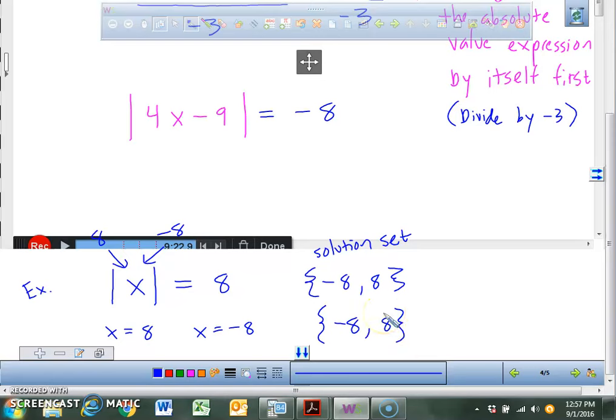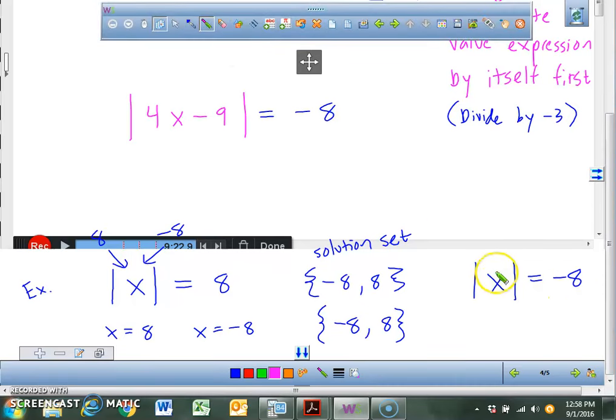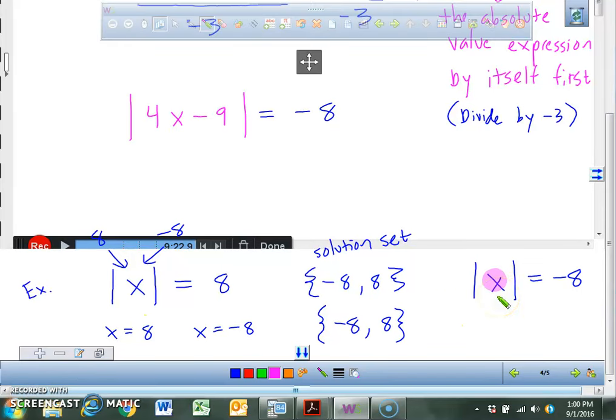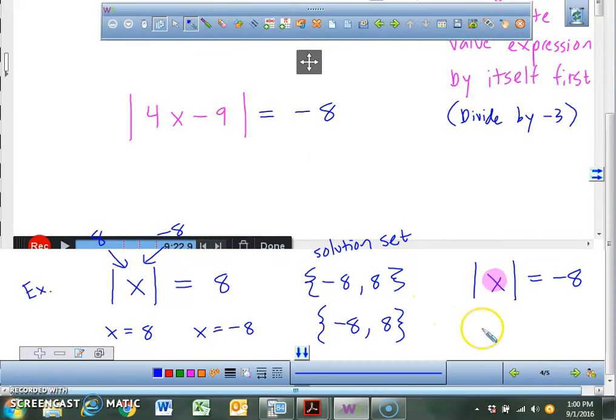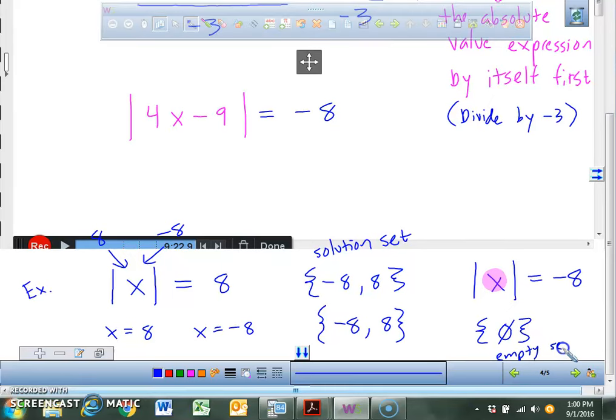Okay? Now, this is where we have a problem. If I said the absolute value of a number equals negative 8, is there any number I could plug in there that could somehow make it a negative 8? There is no number in the universe that you could plug into this absolute value that is somehow equal to a negative 8. So here's what you do. You say, Mr. Booth, I'm going to write this thing called an empty set, which means there's no number. That's how you write an empty set.